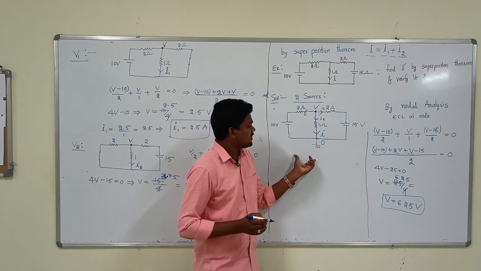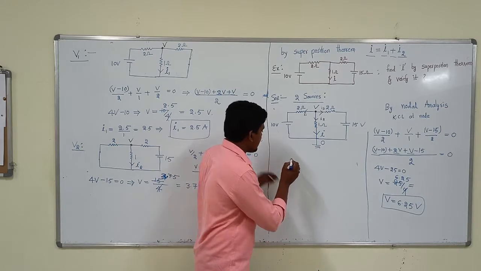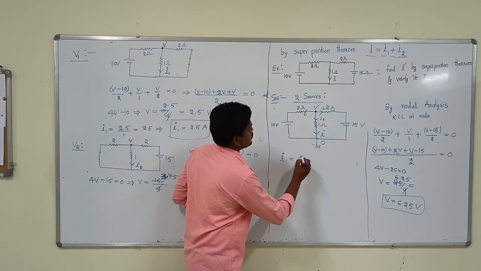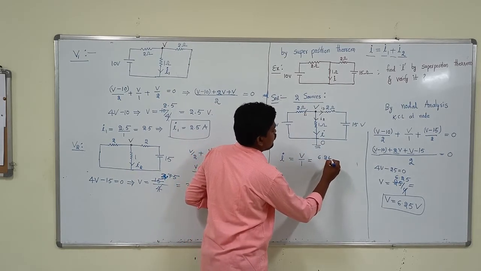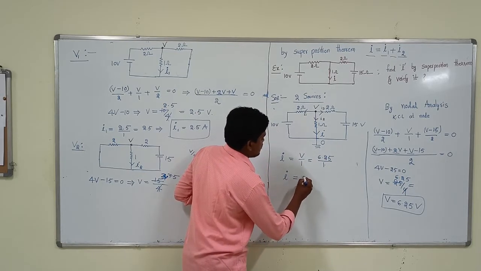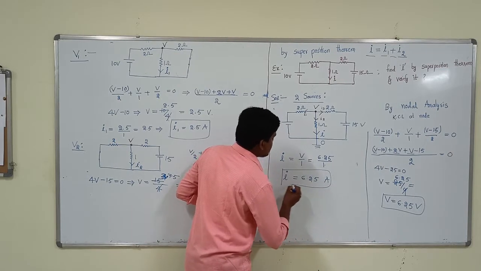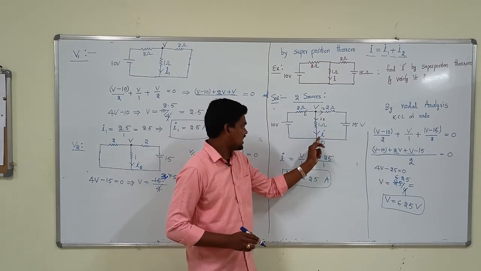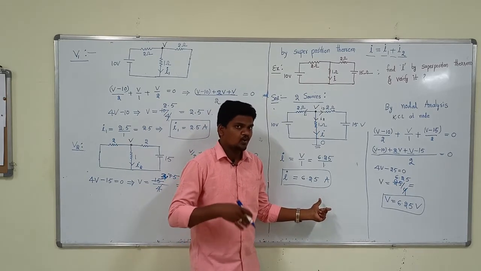Now, what is our requirement? Our requirement is the current here. From that, the current value is I equals V by 1. What is the nodal voltage? 6.25 by 1, so the current is 6.25 amperes. So finally the current due to the two sources, that means 10 volts and 15 volts, is I, and that I value is 6.25 amperes.